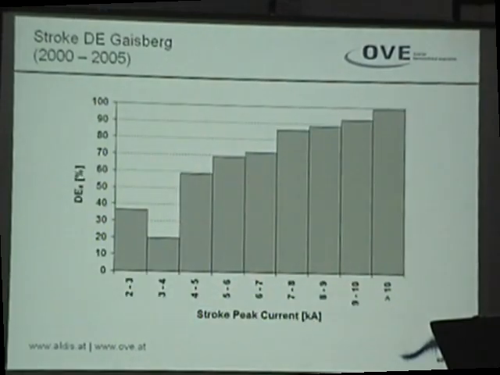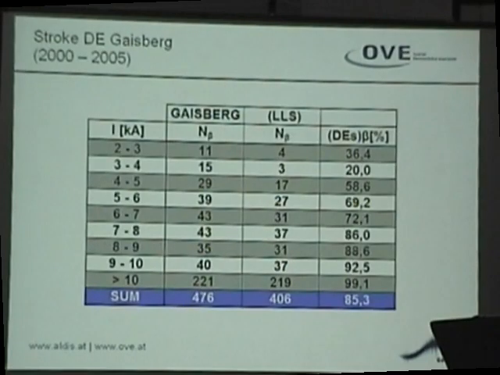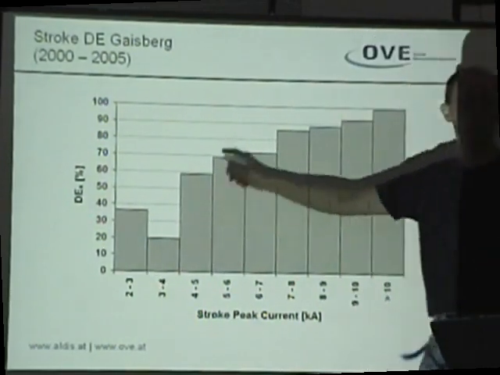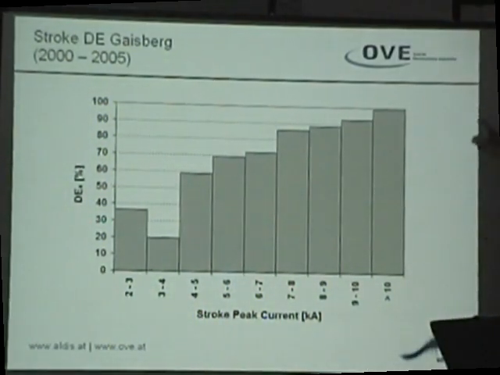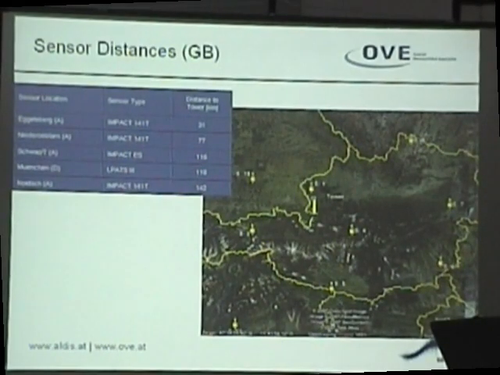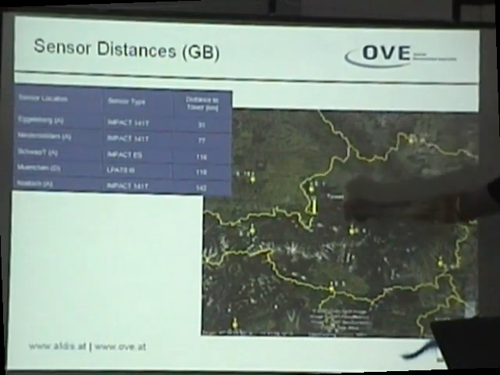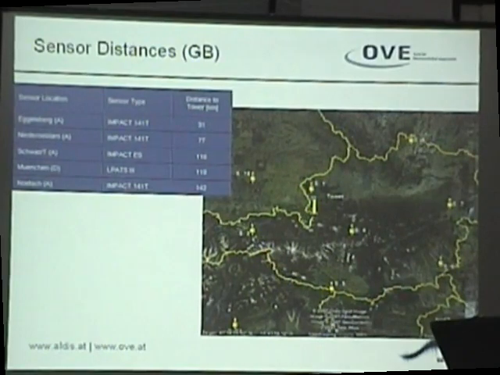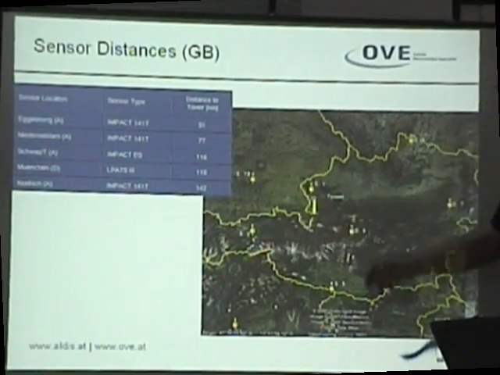Here, a different picture. It decreased a little bit here, but this is probably only due to the small sample size. But in general, it goes down. And the reason why the detection efficiency is so good compared to other measurements at Camp Blanding or at the CN Tower is that the distances to the closest sensors are very small. You see, you have 5 sensors within 150 kilometers in Austria. So distances are very, very low.